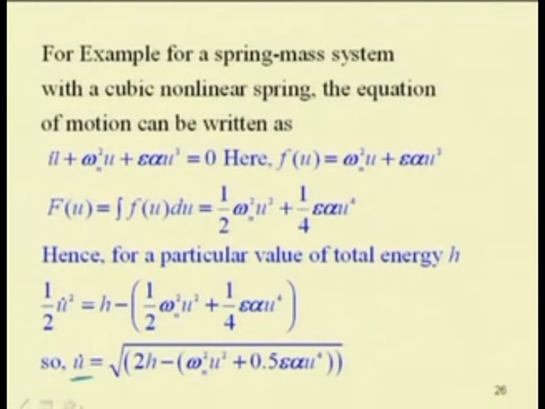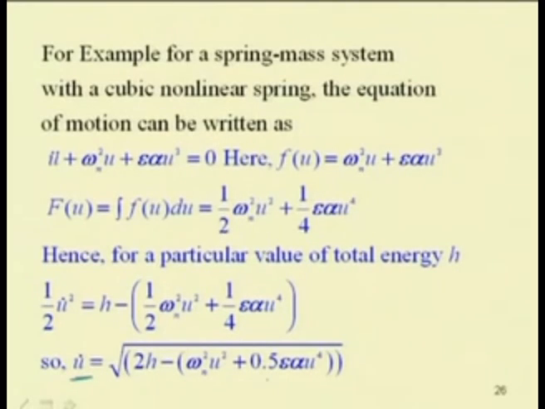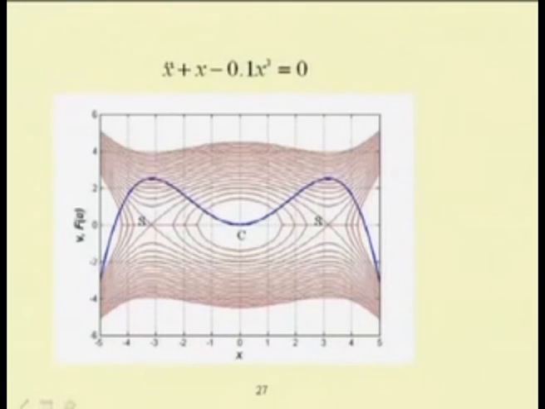So, for a given potential function or for a given total energy, I can plot u dot versus u. That is known as the phase portrait. These are the phase portraits plotted for different values of h. In this case, the example taken is x double dot plus x minus 0.1 x cube equal to 0, where alpha equals minus 0.1. By taking that, you can find V, which is the potential function.